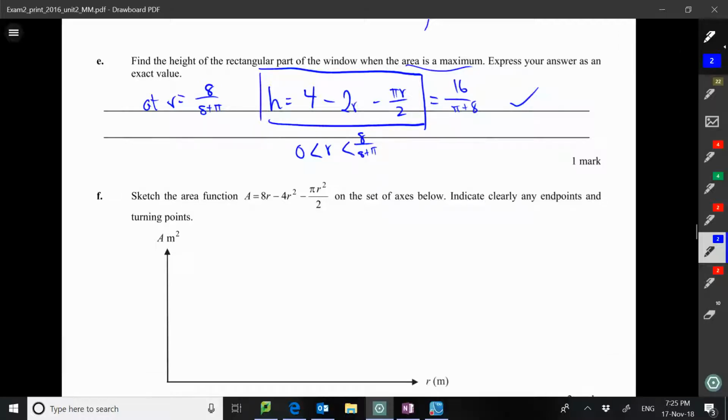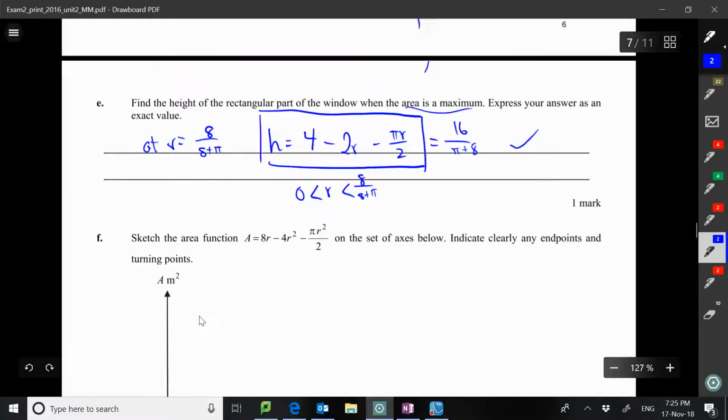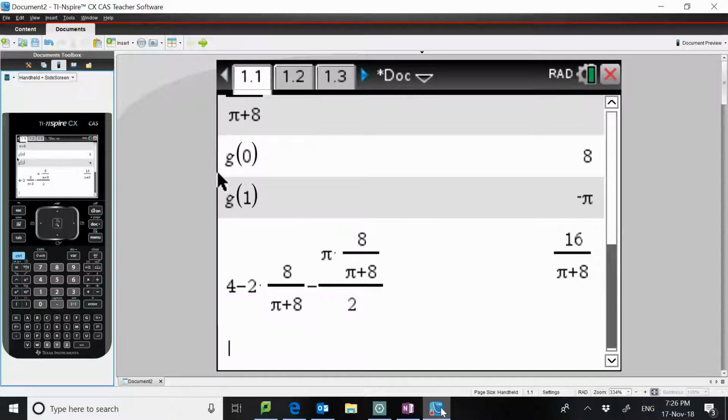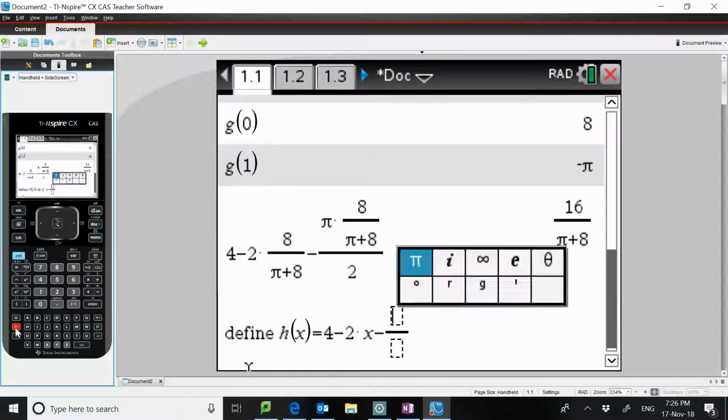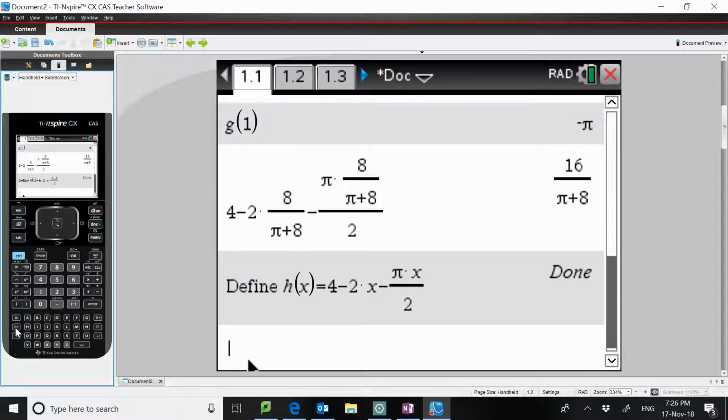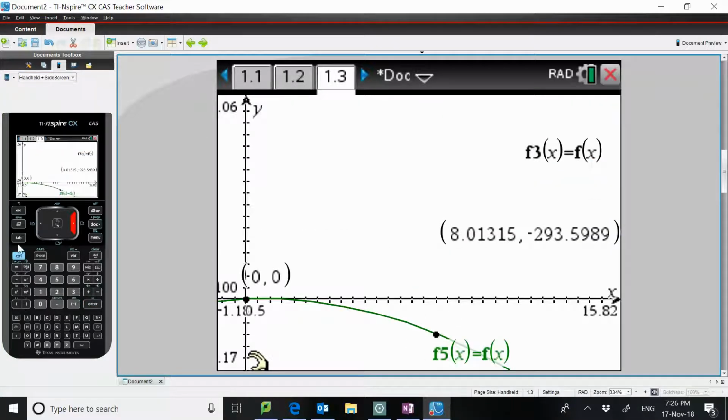So what you have to make sure now is, and I did this for the quadratic as well, but a lot of times we overlook this problem. We don't check if h and r make sense, because height can only be positive and radius can only be positive. So I would now define a new graph, and I'll define h of x is equal to 4 minus 2 times x minus pi times x on 2.